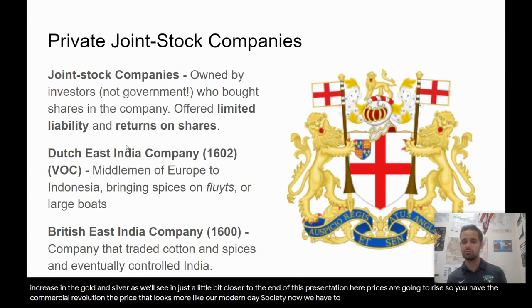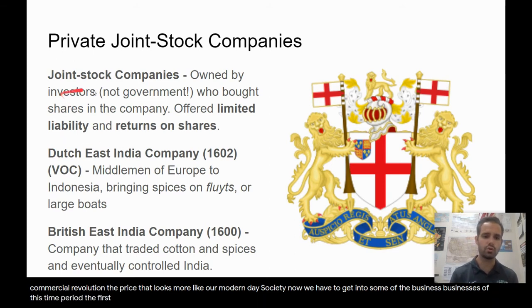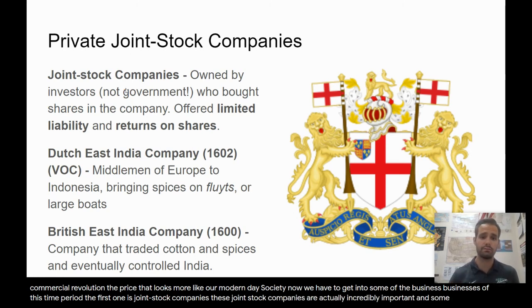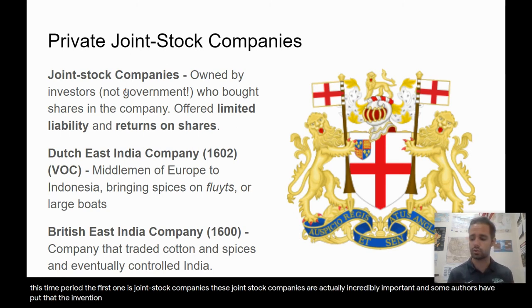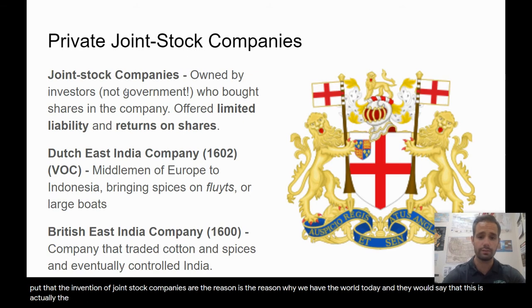Now we have to get into some of the businesses of this time period. The first one is joint stock companies. These joint stock companies are actually incredibly important, and some authors have put that the invention of joint stock companies is the reason why we have the world today. They would say that this is actually the most important invention in the history of the world. So here's how a joint stock company works.